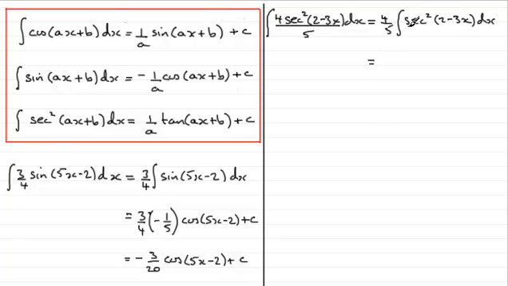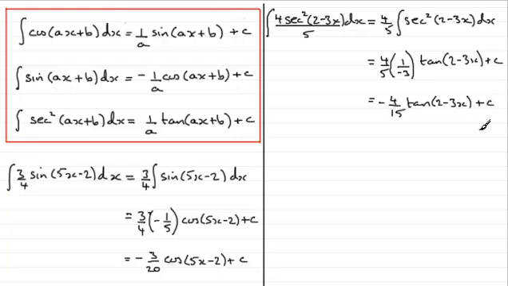So it's going to be now 4/5 times this integral. And this integral, sec squared(2 - 3x), has this particular style. So it's going to be 1 over a tan(ax + b). The a value though is going to be the minus 3 here. a is minus 3, the b is 2. So we're going to have 1 over that a value, 1 over minus 3 then, times tan of (2 - 3x), and then plus the constant of integration c. So we just need to tidy this up, and we get minus 4/15 of the tan of (2 - 3x) plus the constant of integration c.